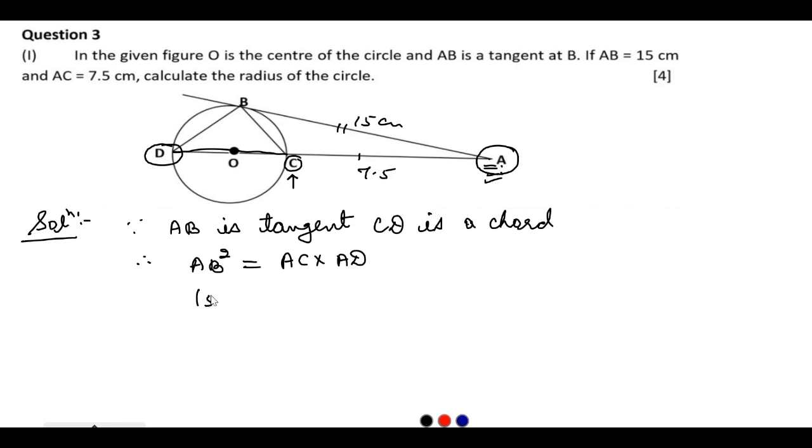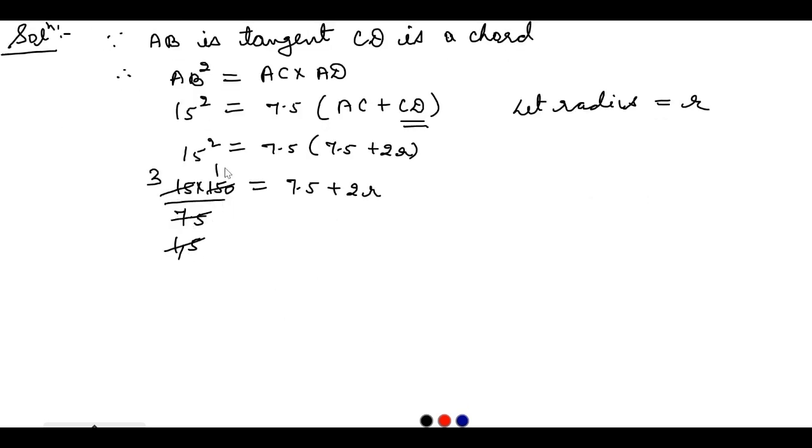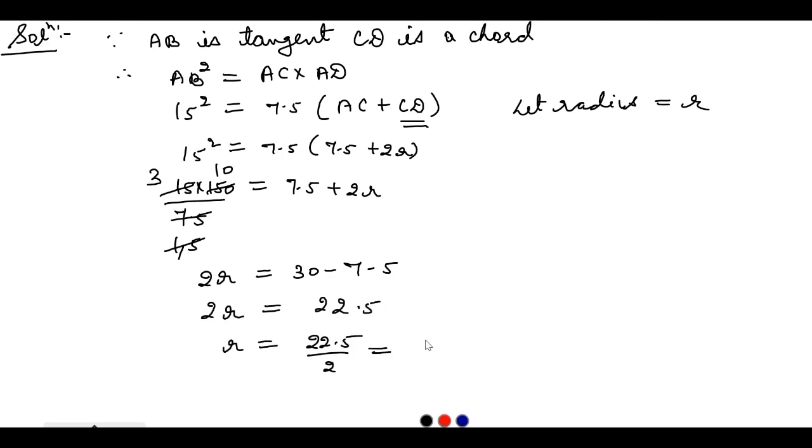Now put the values. AB is 15, AC is 7.5, and AD we can replace with AC plus CD. Let radius of the circle be R, then CD is the diameter, it is equal to 2R. AC is 7.5, R is equal to 30 minus 7.5. Radius of this circle is equal to 11.25 centimeter.